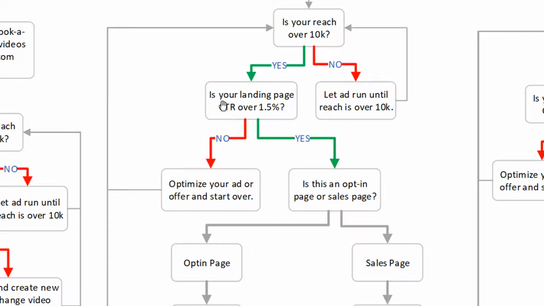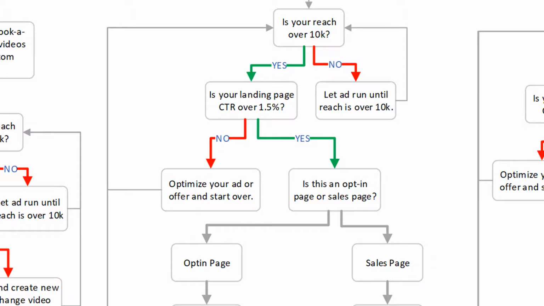If it's yes, okay, is your landing page click-through rate over 1.5%? In other words, out of 1,000 people reached, did 1.5% or higher click on your ad and make it to your landing page? If the answer is no, then optimize your ad or your offer and start over, right? Pause that ad, stop that ad, and then create a new ad.